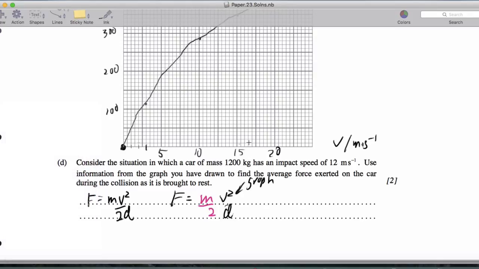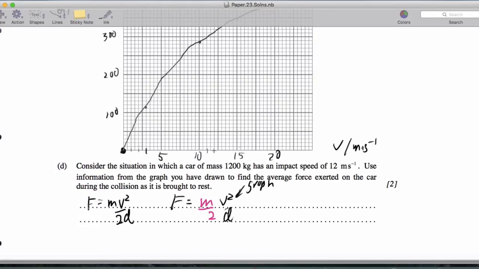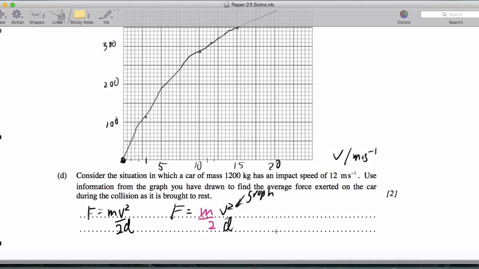So at 12 meters per second, my v squared over d is about 310. So this is going to be m over 2, which is 1200 times 2 times 310. And so when we actually solve this, we're going to get roughly about 1.8, 1.9 times 10 to the 5th newtons. The acceptable range, they said, was 1.9 to 2.1 times 10 to the 5th newtons.